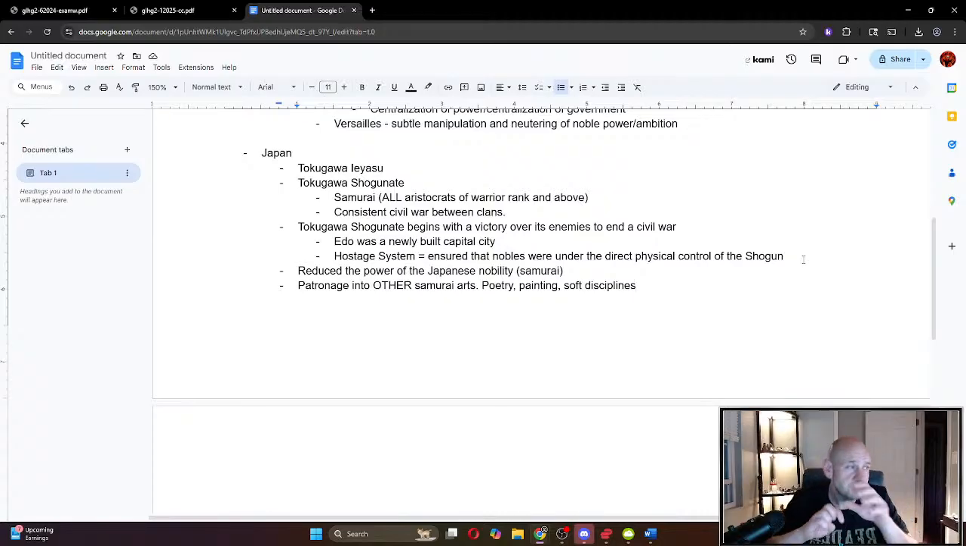So this idea of distracting your nobles and keeping them weak and keeping them under control was a feature of an absolute style of government. Something that happened in France, something that happened in Japan. Now, the responses to this style of government were very different in both places. So now we're going back to Europe. And the response to this in Europe is going to be the Enlightenment. So we're going to define it and discuss the most important pieces of it.